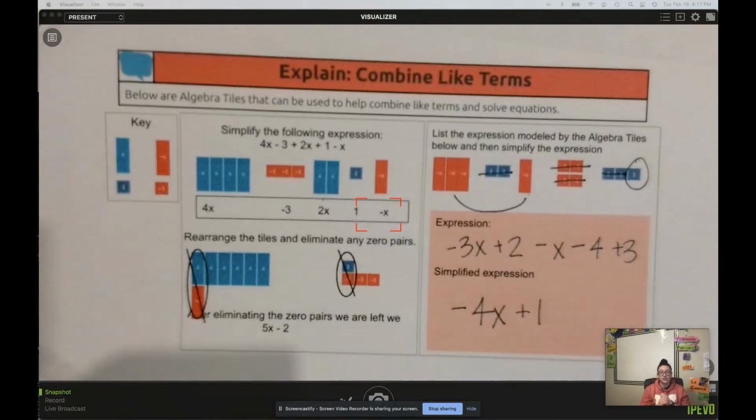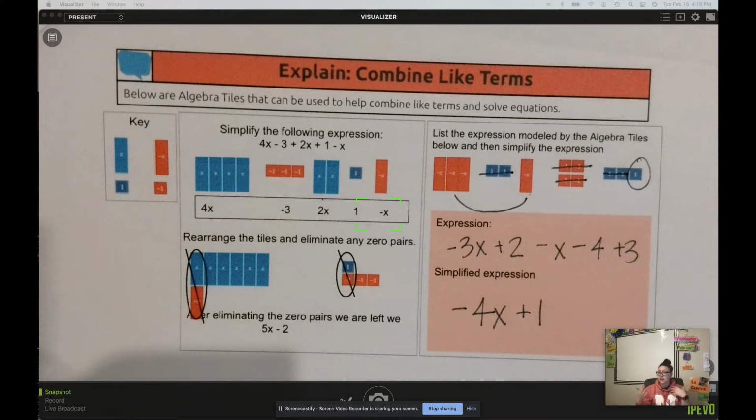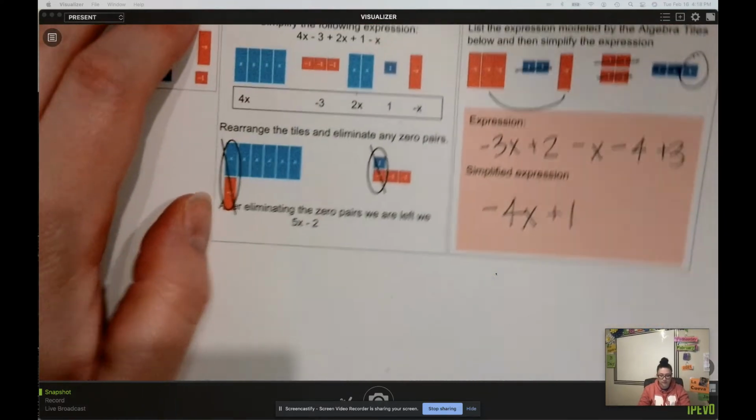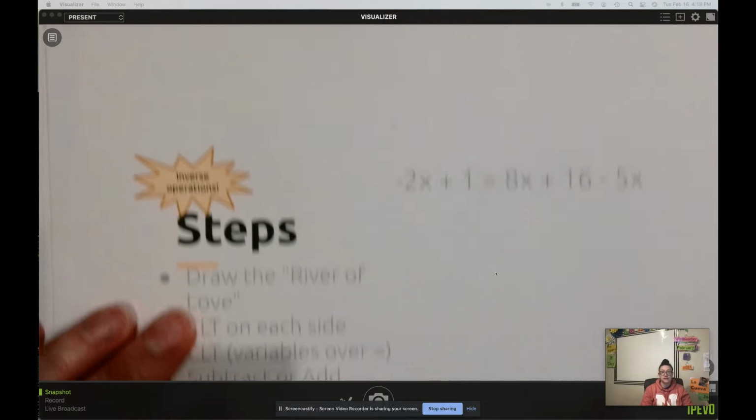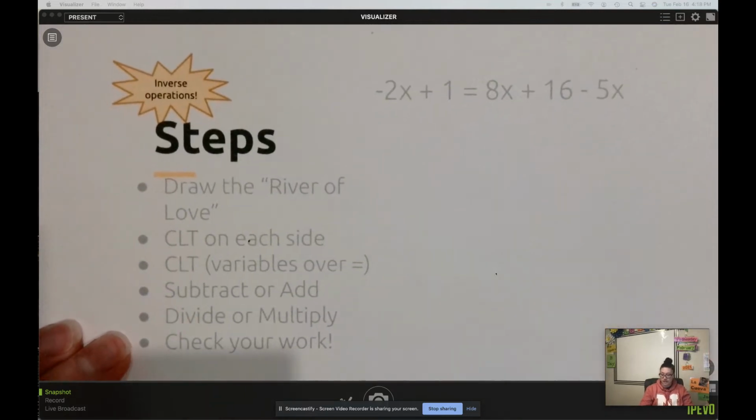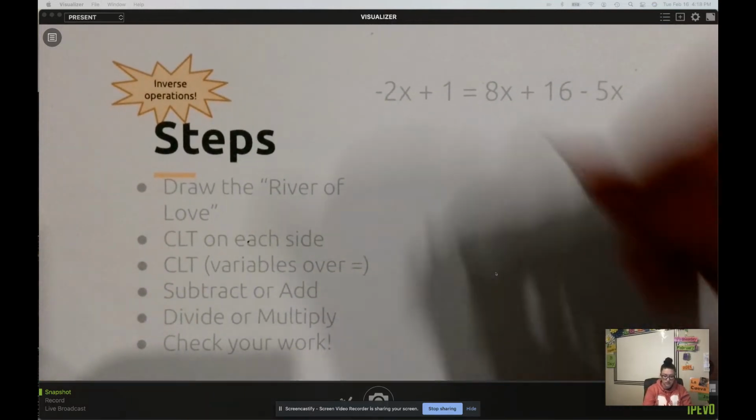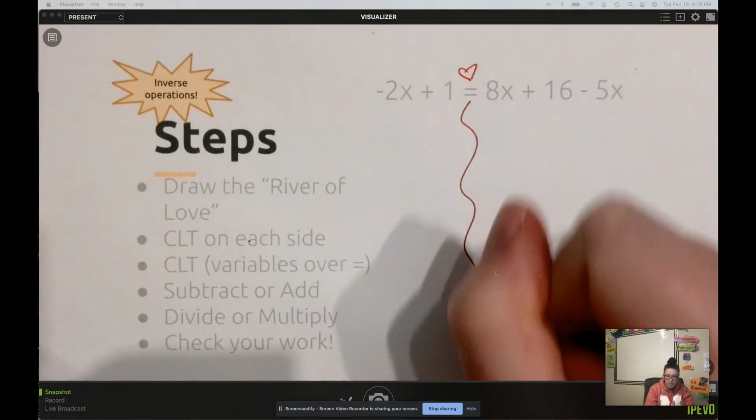If you need more help with combining like terms or need more examples, let us know and we can help you out with that. Otherwise, we're going to do that same thing here. Combine like terms on both sides of the equation before we solve.